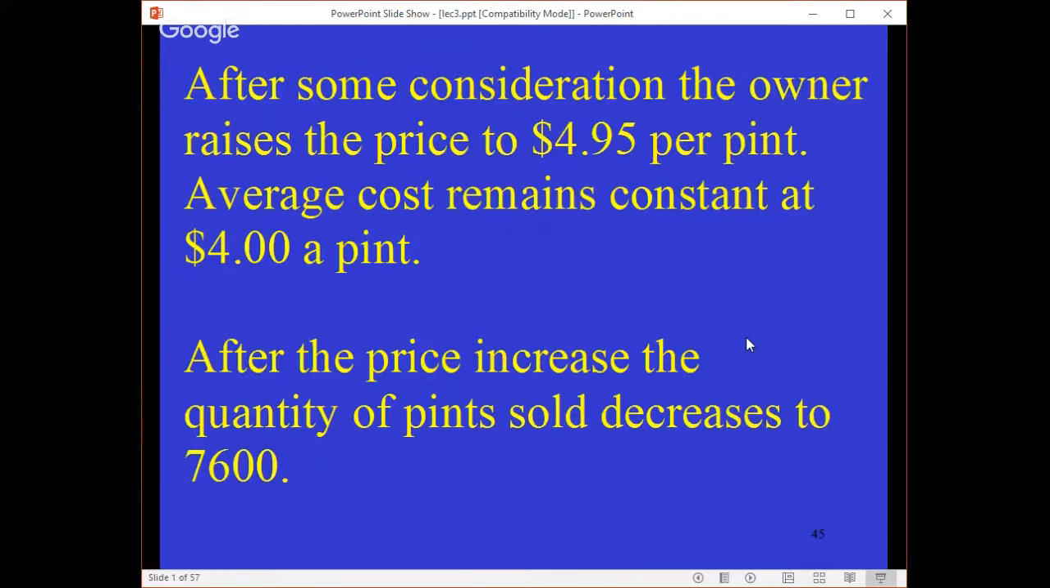To answer your question, the formula is the simple formula to calculate percentage. So in this case, I have price. I take the new price, 4.95, minus the initial price, 4.50, and divide that by 4.50, and make it a percentage.